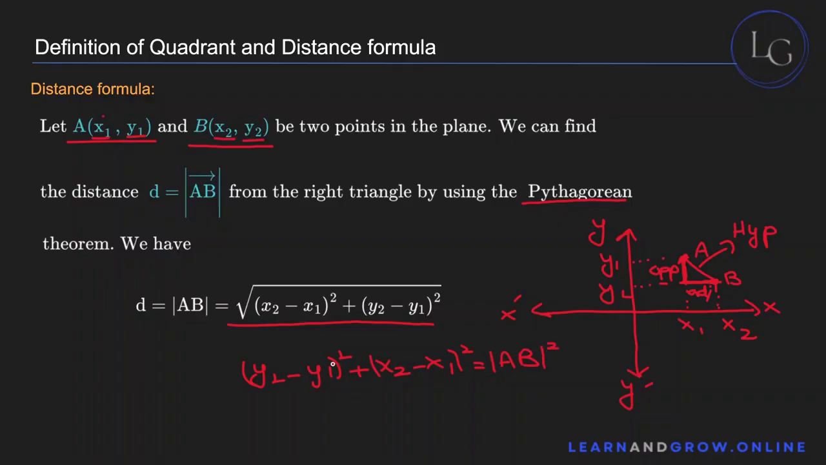And if you take the square root over here, you can cancel the square out. And that's how you get this distance formula, right? So yeah, that's it.